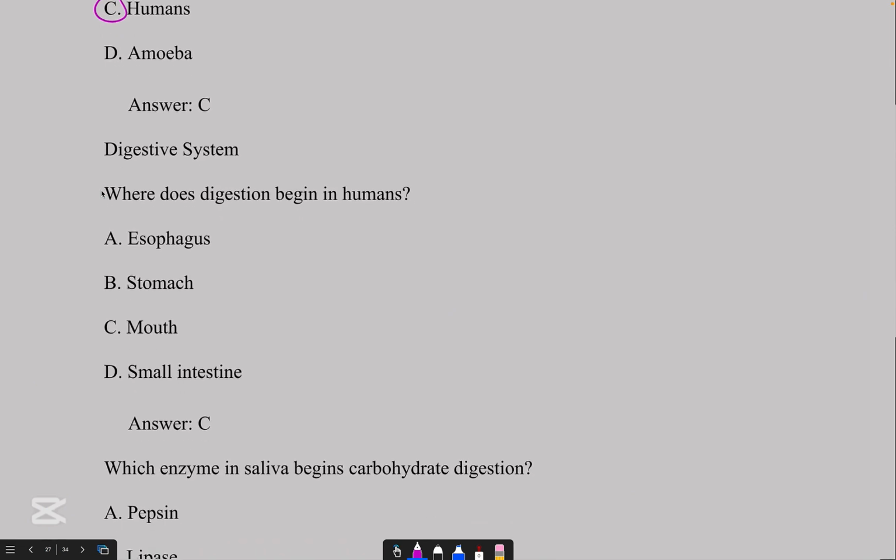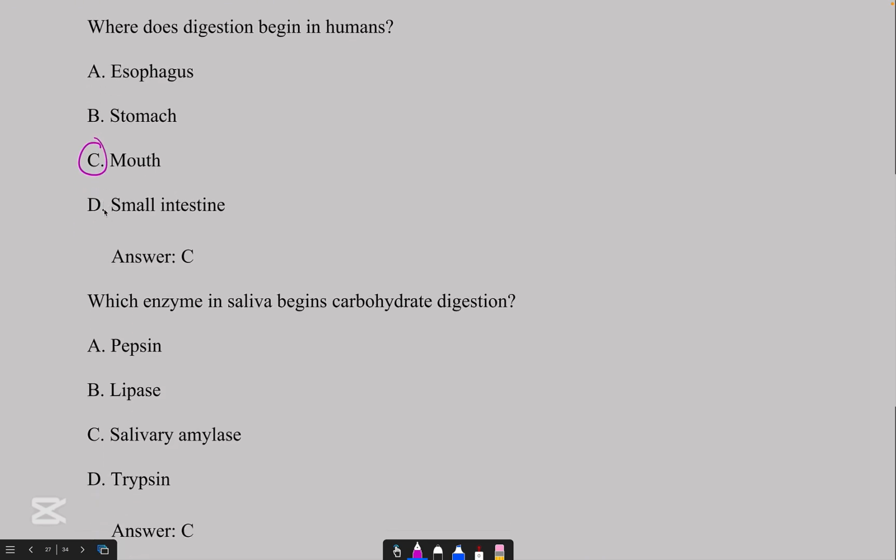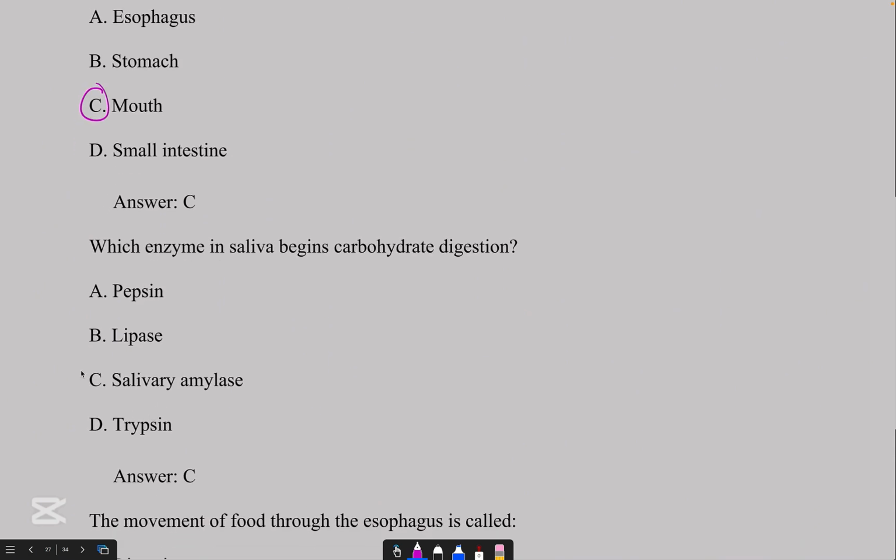Digestive system. Where does digestion begin in humans? The mouth, for carbohydrate predominantly. We said protein begins in the stomach while lipid begins in the small intestine. Which enzyme in the saliva begins carbohydrate digestion? Salivary amylase, also called ptyalin.